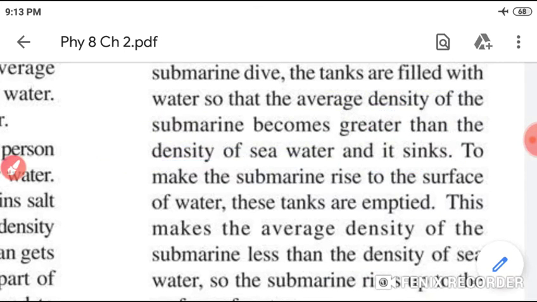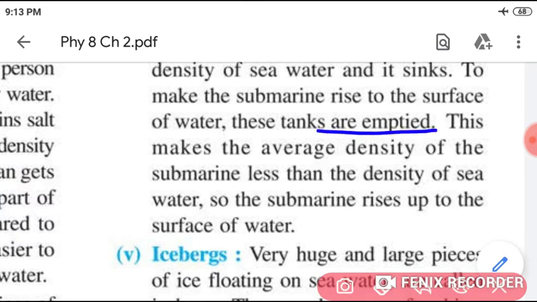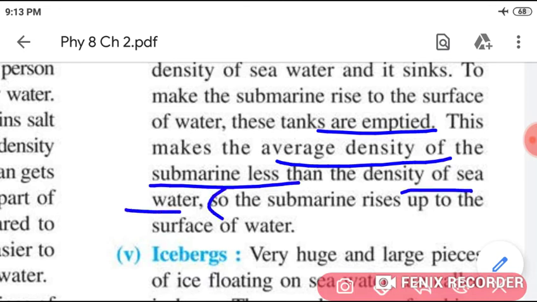Now, to make the submarine rise to the surface, what is done? The tanks are emptied. What happens from that? The average density of the submarine becomes less than the density of seawater. So the submarine rises up to the surface of water.